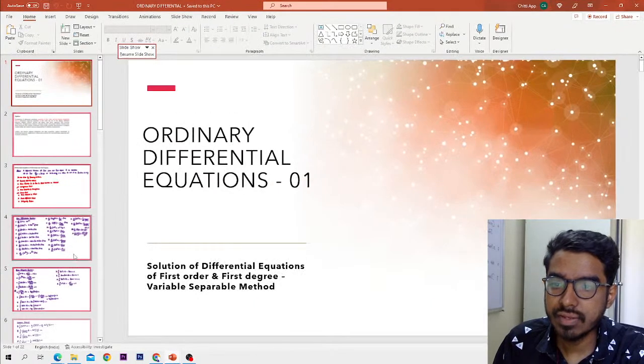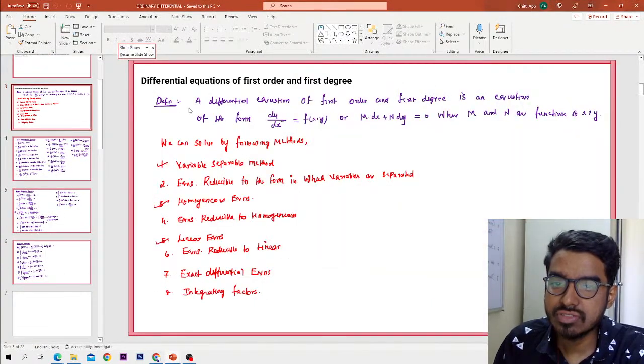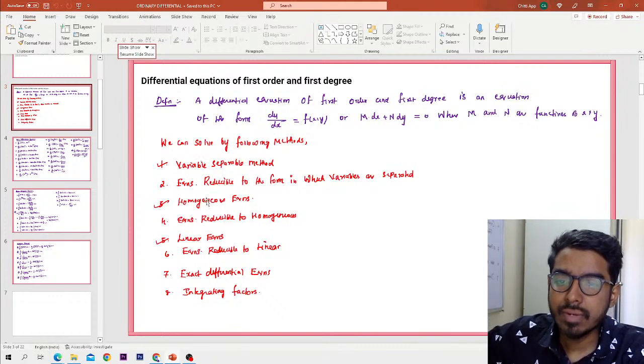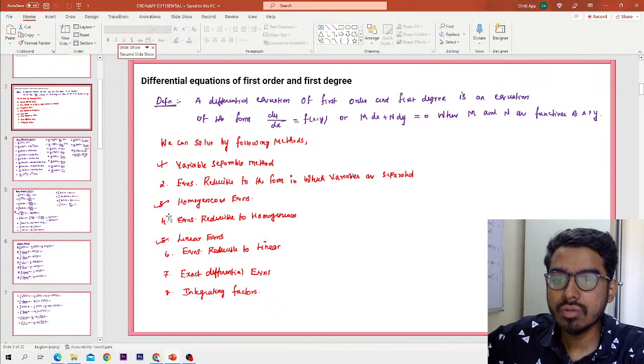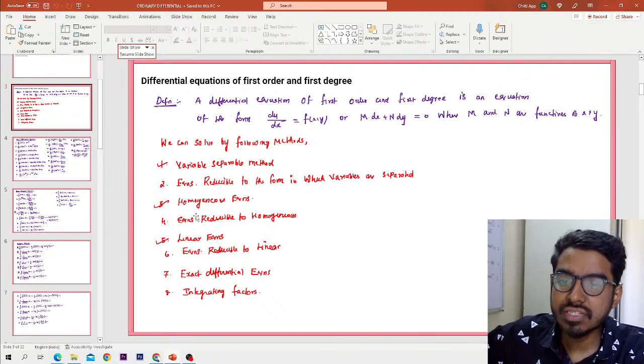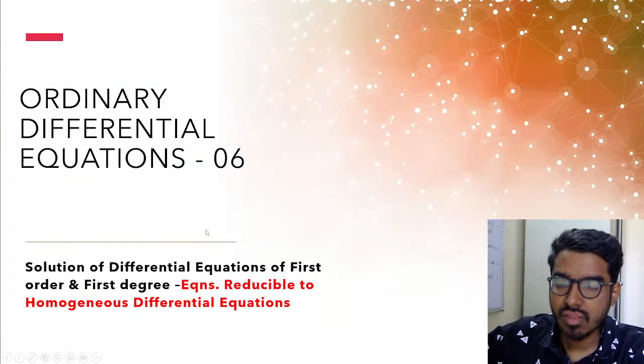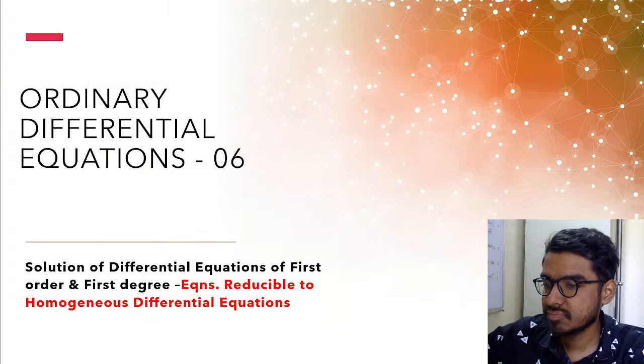In the very first class, I gave you that there are many methods to solve a differential equation of first order and first degree. We have completed the first three methods. Now we are going to move on to the fourth method, which is equations reducible to homogeneous, right? We have completed these three in the previous classes. Now we are going to solve differential equations of first order and first degree such that the equations are reducible to homogeneous differential equations, right? So we'll start today's class.